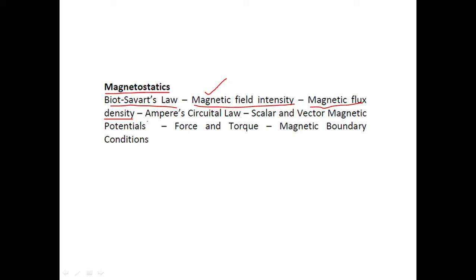Then we have Ampere circuital law, then scalar and vector magnetic potentials, right? Then we have force and torque. Then we have magnetic boundary conditions, like how we had in the third module, right? We had boundary conditions between two dielectrics, between a dielectric and a conductor and free space. So we have magnetic boundary conditions in this module, right? So we'll see what the prerequisites are.